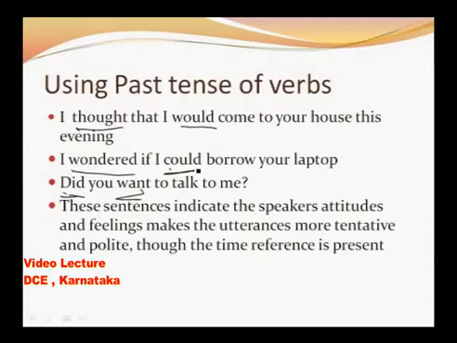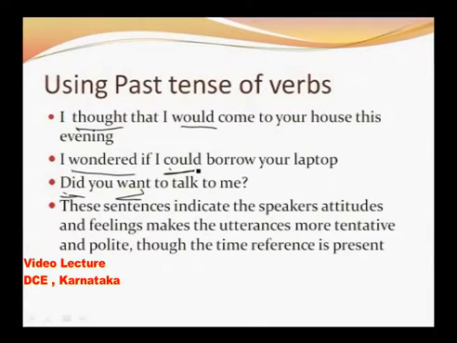Now, look at these sentences. What do these sentences indicate? The speaker's attitudes and feelings. I thought that I would come to your house this evening. The very thought indicates what? It indicates feelings. Now, what do these utterances indicate? These sentences indicate more tentative and polite speech.